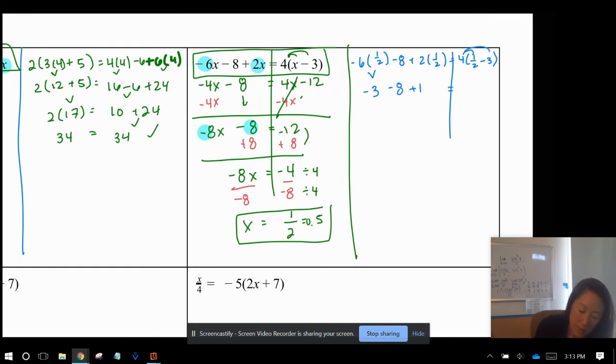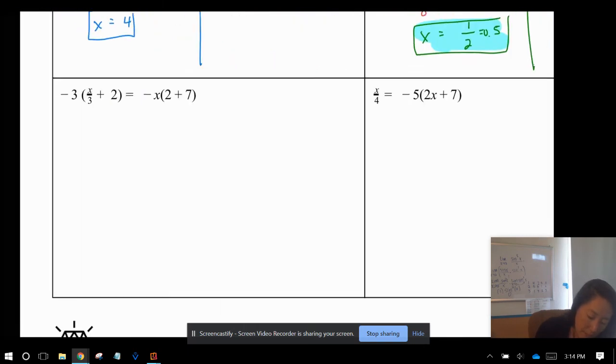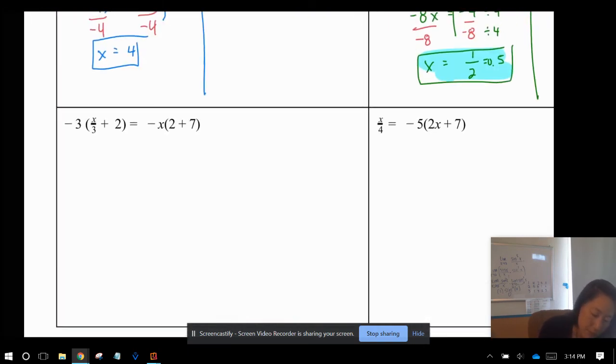Next, I'm going to distribute because that seems easier than subtracting. So 4 times 1/2 is 2, minus 4 times 3 is 12. So 2 minus 12 is negative 10. I get negative 3 minus 8 is negative 11 plus 1 would be negative 10. So that verifies we have the correct solution. Okay, a couple more in the books here.